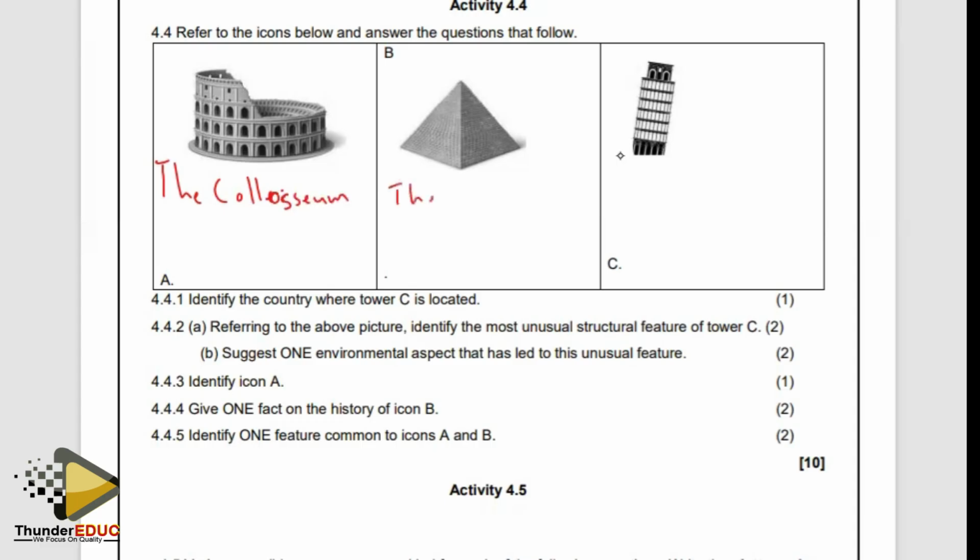Then these are the Great Pyramids of Giza. Then this is the Leaning Tower of Pisa.